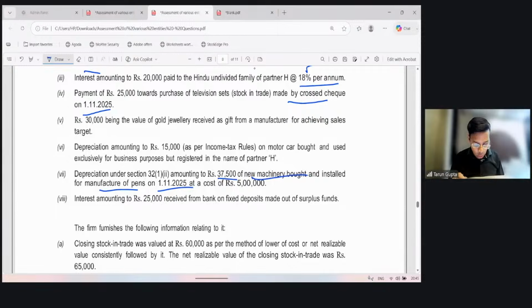Interest amount of 25,000 is received from a bank on fixed deposit made out of surplus fund. This interest is credited to the P&L account, but it's an income under the head other sources. That will be reduced from PGBP and included in other sources.